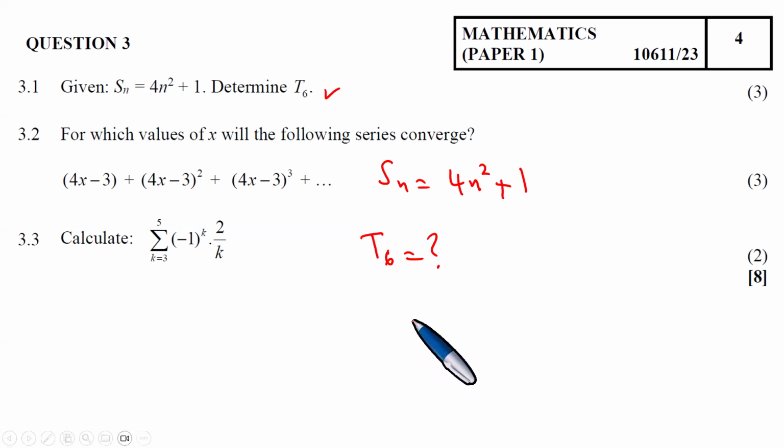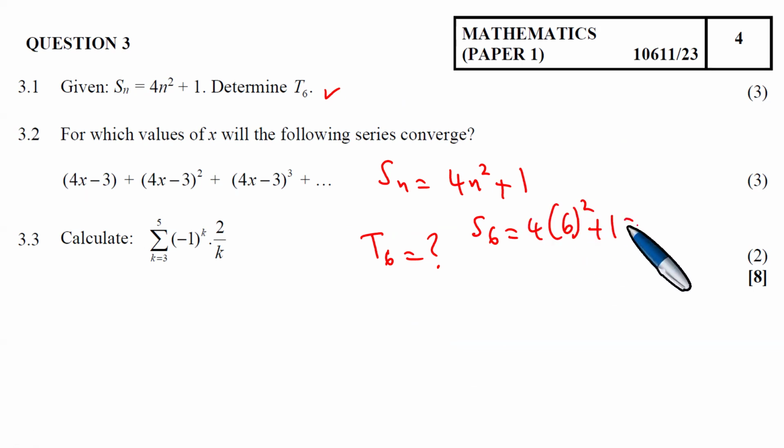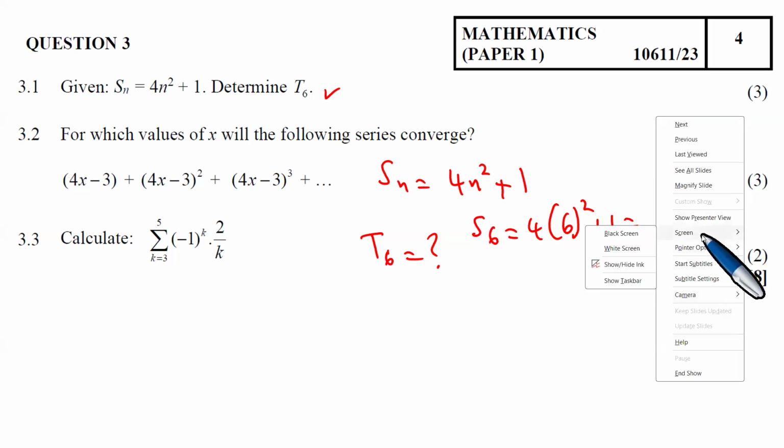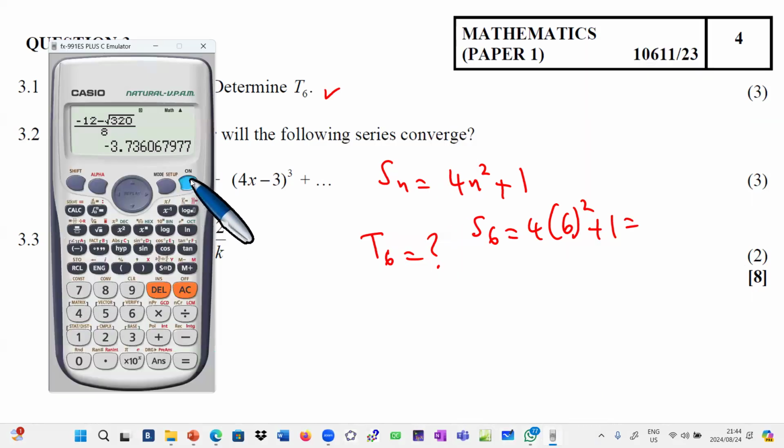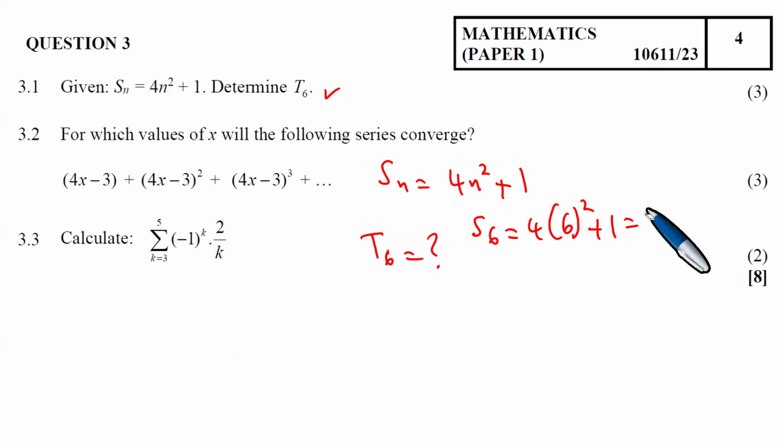Sir, can I try? Yes, please. 145. How do you know? How did you do it? I substituted 6 at n. Okay, you substituted 6 and then you got S6, which is 4 times 6 squared plus 1. You can use a calculator to save time here. 6 squared is 36, times 4, plus 1. What's the answer? It's 145, okay, that's fine.